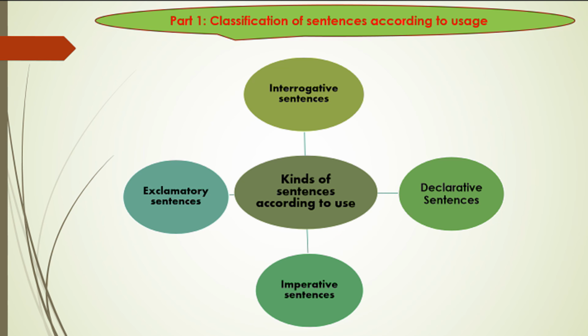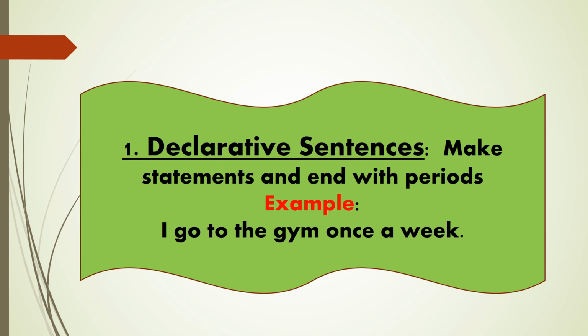The first one is declarative sentences. The second one, imperative sentences. The third one, exclamatory sentences. The last one is interrogative sentences. Now we will see each type separately. So the first one is declarative sentences. They make statements and end with periods.